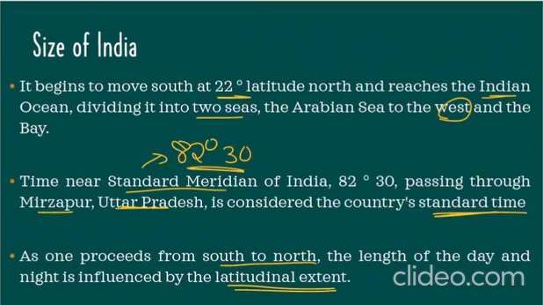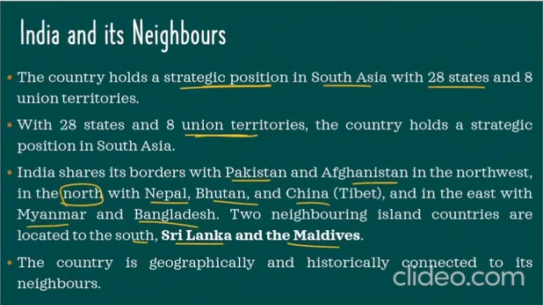Next, we have our standard meridian of India, that is 82 degrees 30 minutes, which passes through Uttar Pradesh. That is the standard time. And when we go from south to north, the length of day and night changes with the latitudes. Correct. Next, talking about neighbors, we have 28 states and 8 union territories.